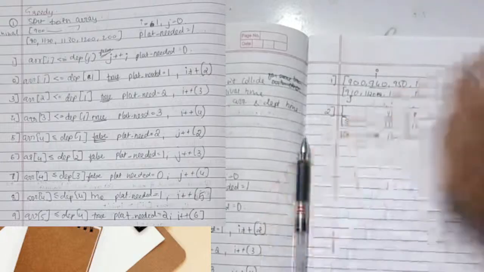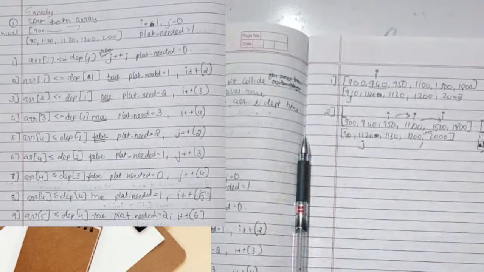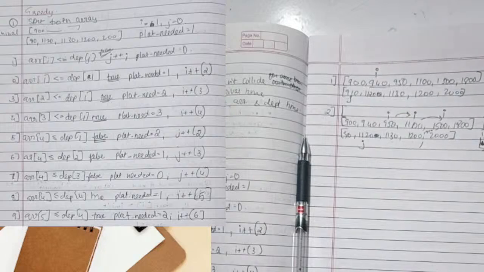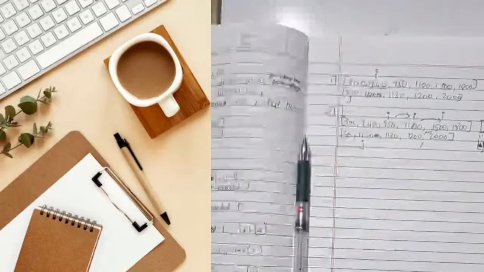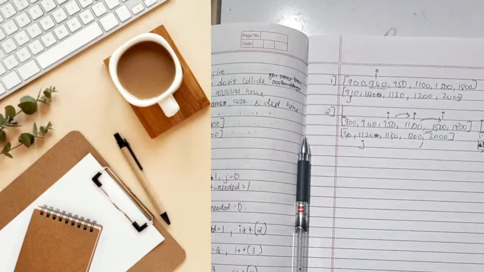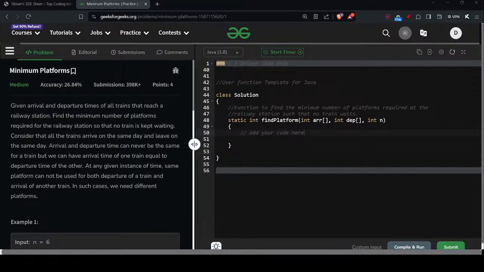So if you are able to understand, well and good. Otherwise, while implementing and doing a dry run on your own, you will get it better. Let's get this out. Now let's go into implementation.